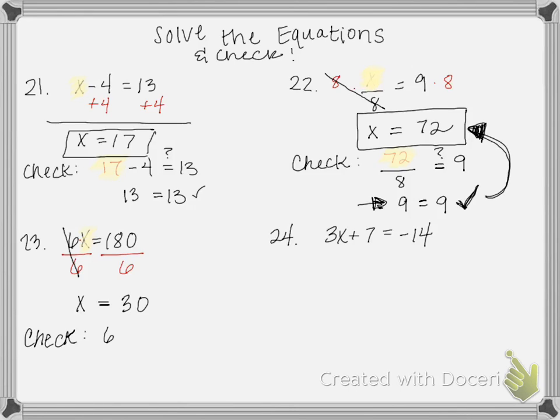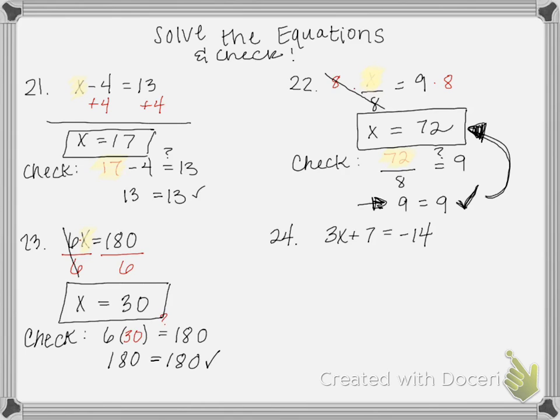We're going to have 6 times whatever we think our x is. So we think x is 30, so I'm just going to plug that in right there and see if that actually works out. 6 times 30 is 180. 180 equals 180, therefore my check worked out. Go back, box my final answer.